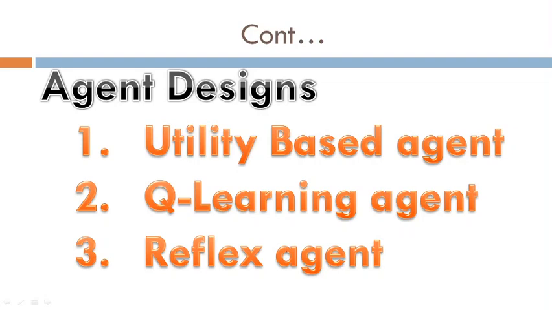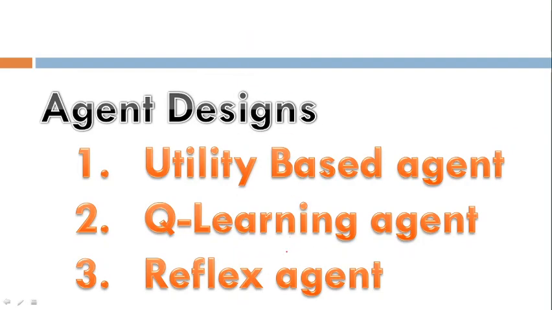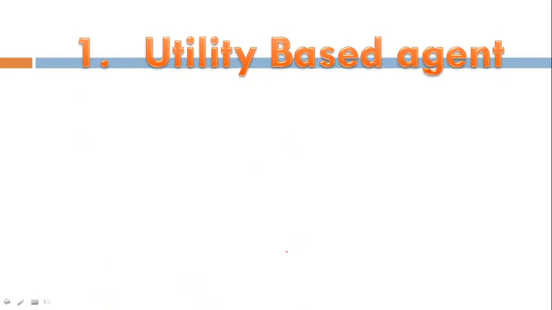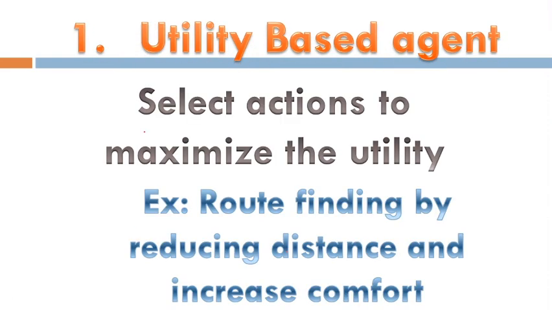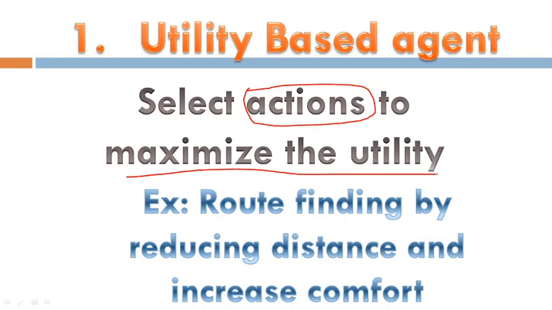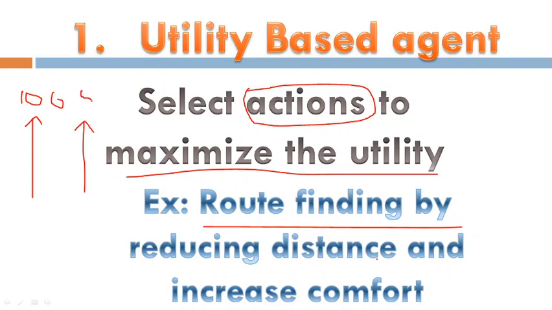Coming to the designs, agent designs are three types: utility based agents, Q-learning agents, and reflex agents. Coming to the first one, utility based agents. What is meant by utility based? You are selecting the actions to maximize the utility. You are selecting the best actions. Example, route finding. First, one route is 100 kilometers, another route is 80 kilometers. What will you choose? The second one, 80 kilometers.